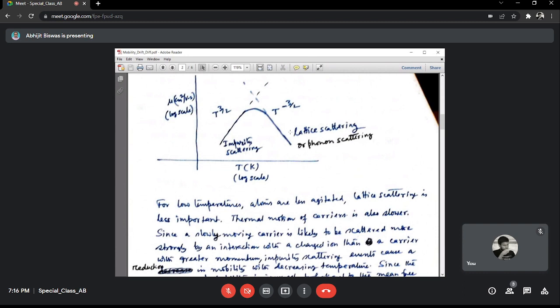So in between there is a maxima of mobility. At an intermediate temperature, when both the scattering mechanisms are less pronounced, mobility will attain its peak value. So it is the variation of mobility with variation in temperature.